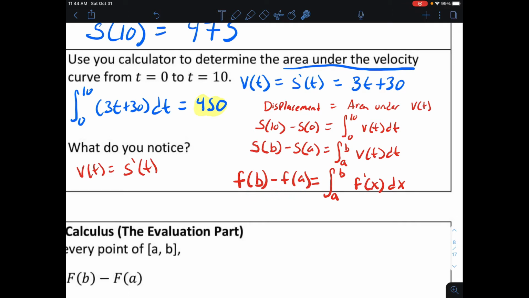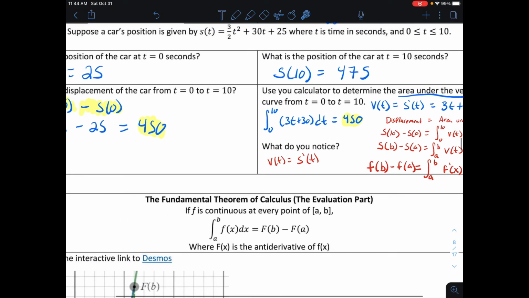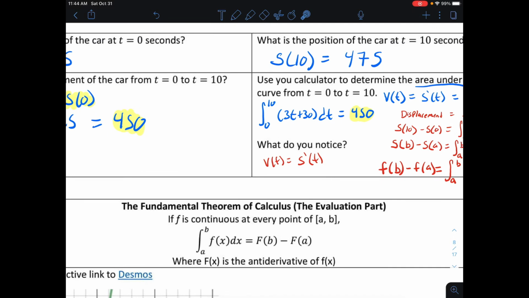And this takes us to the fundamental theorem of calculus. The fundamental theorem of calculus is telling us that if f is continuous at every point of a closed interval from a to b, and I found the value of the definite integral from a to b of f of x dx, that's equal to capital F, which is representing the antiderivative of this function here. So it would be equal to the antiderivative, F of b minus F of a.